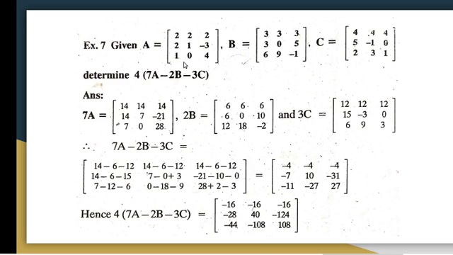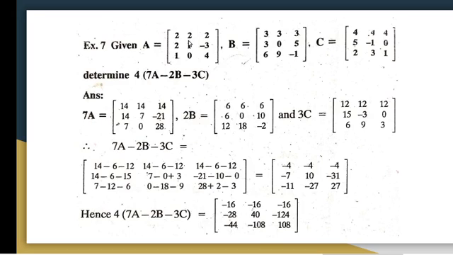This is another example for doing multiplication and subtraction. We have 3 matrices A, B and C, and we have to determine 4 into 7A minus 2B minus 3C. First you have to find out 7A by multiplying matrix A with 7. That means you have to multiply the elements of A with 7.